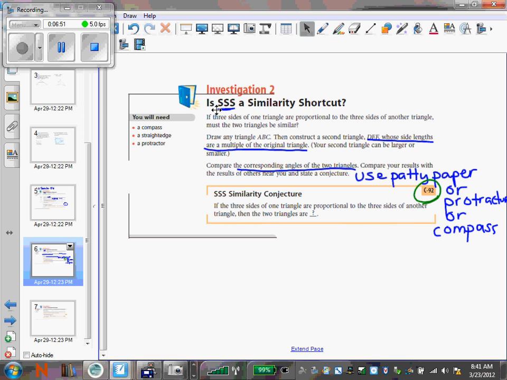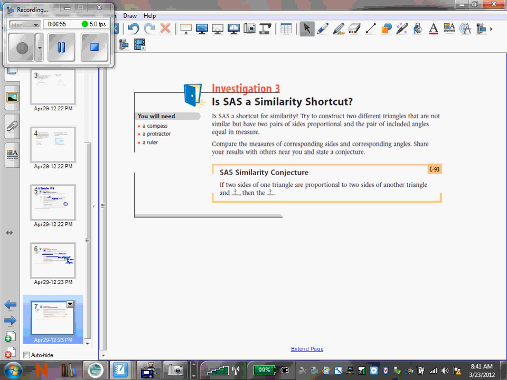And then the last conjecture that I want you to investigate is the side-angle-side similarity shortcut. This is going to be a combination of the last 2 conjectures we've looked at. Is side-angle-side a shortcut for similarity? Try to construct 2 different triangles that are not similar, but have 2 pairs of sides proportional and a pair of included angles equal in measure.